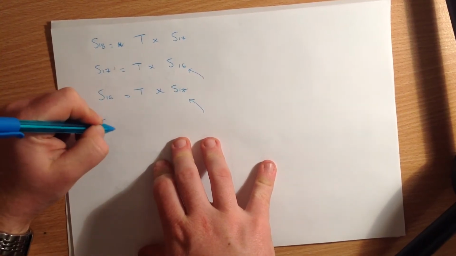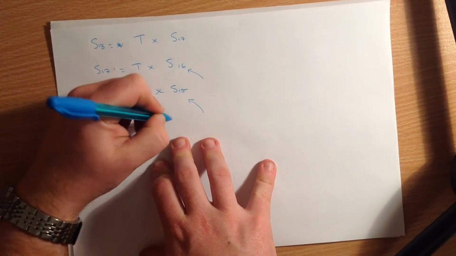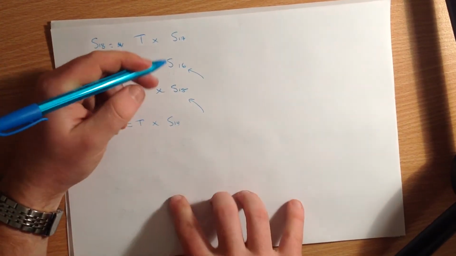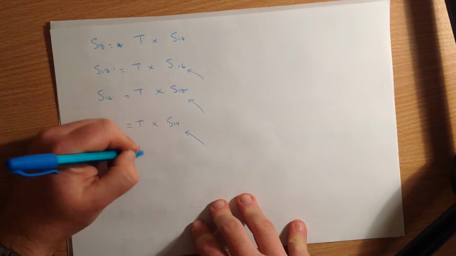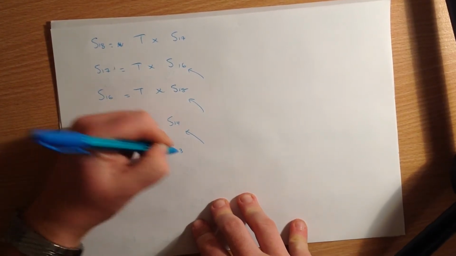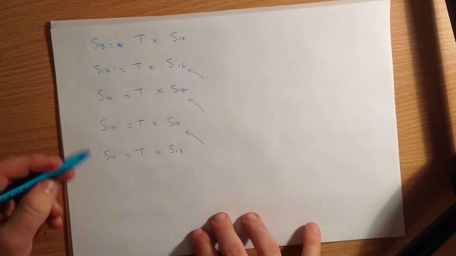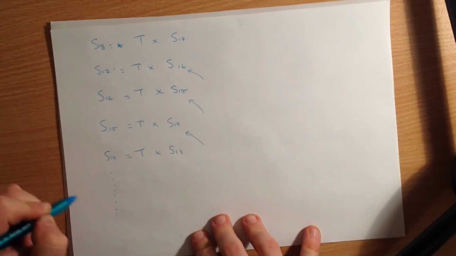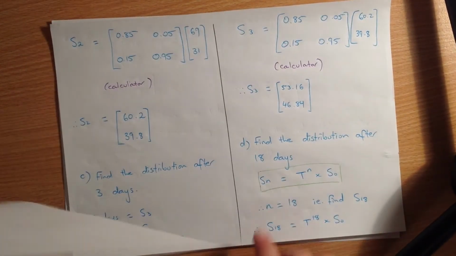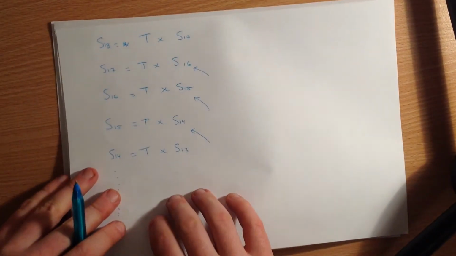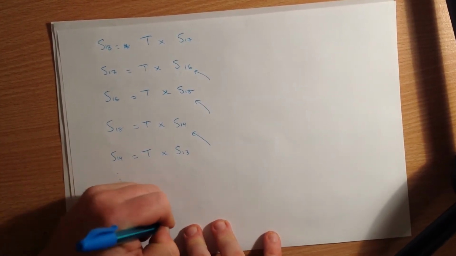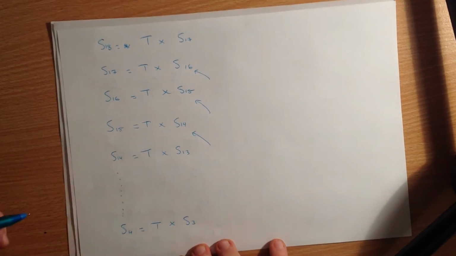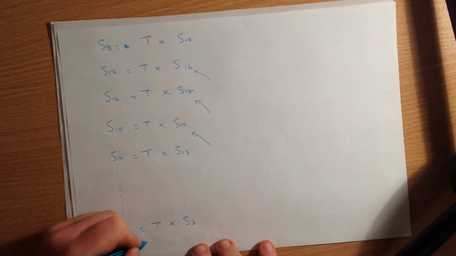Let's say S of 15, that's T times S of 14. Oh, hang on, we don't have S of 14 either. So S of 14 equals T times S of 13. And I think you can see we'll keep needing the previous one all the way until we get back to, well, we've got the third one, so we could use that to find the fourth one. S of 4 equals T times S of 3. And we could definitely do that.